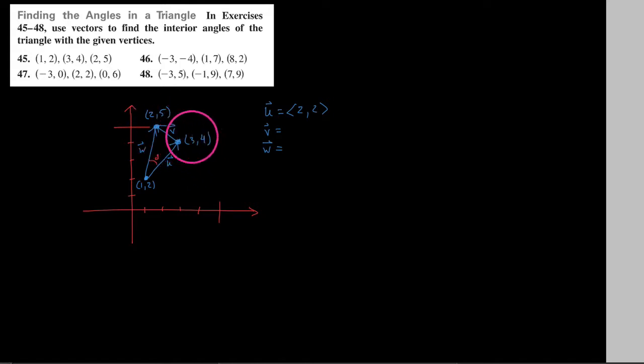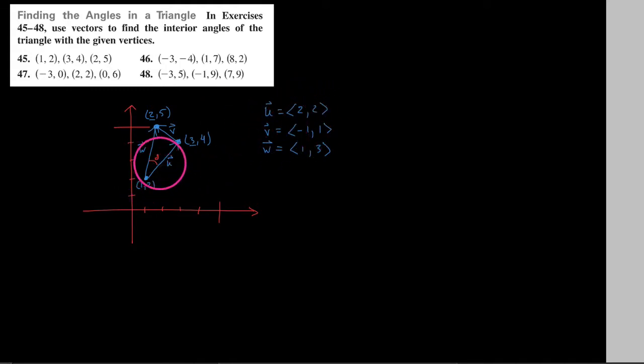V then would be terminal horizontal component minus initial horizontal component: 2 minus 3 is negative 1, whereas we do 5 minus 4 for our vertical component, and we get 1. And then w, from terminal minus initial, 2 minus 1 would be a 1, but if we do 5 minus 2, that would be a 3. And so here are all the component forms of our vectors.